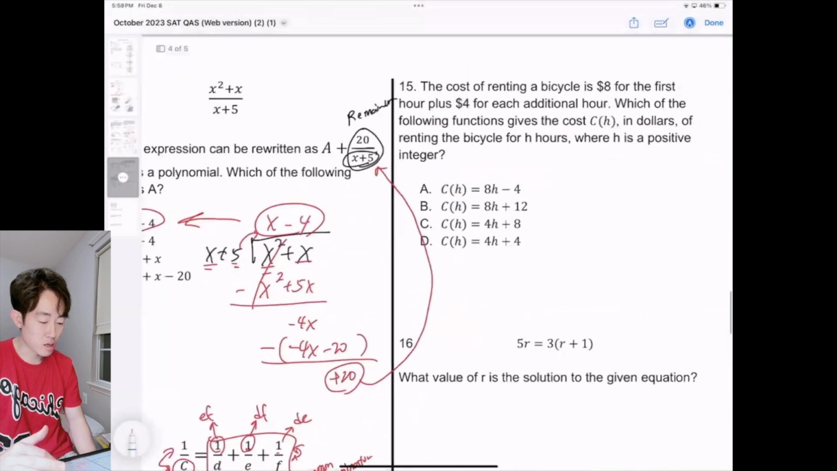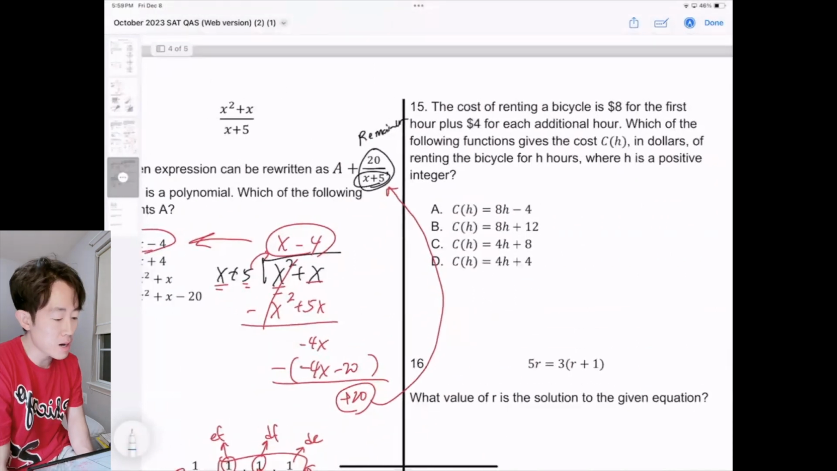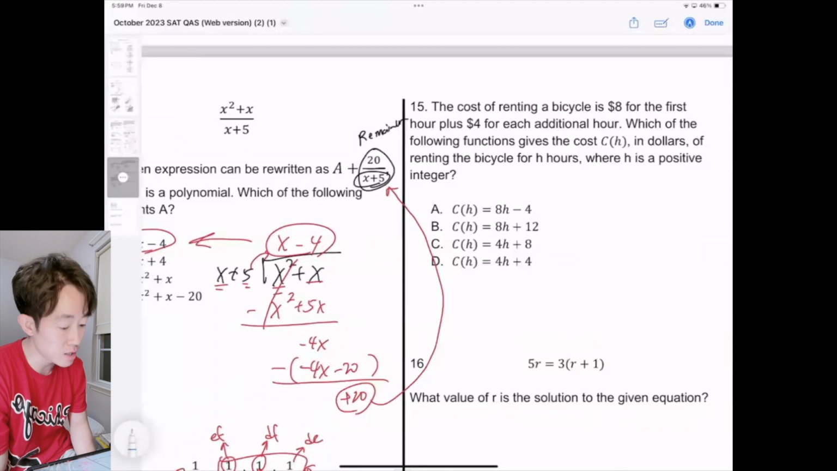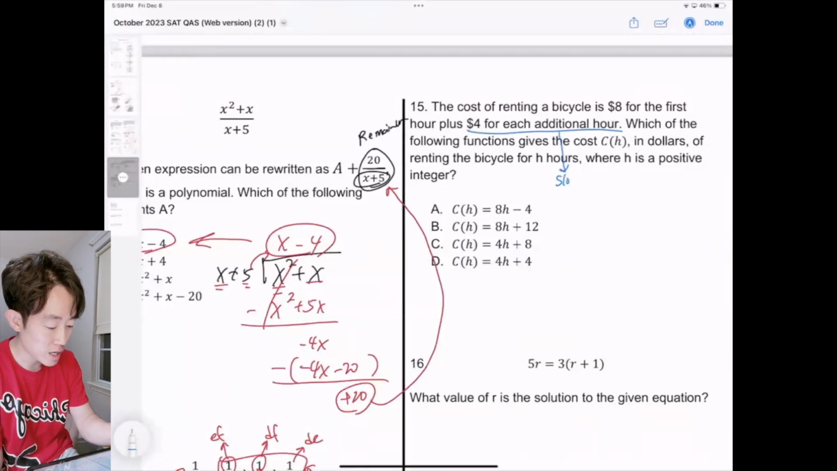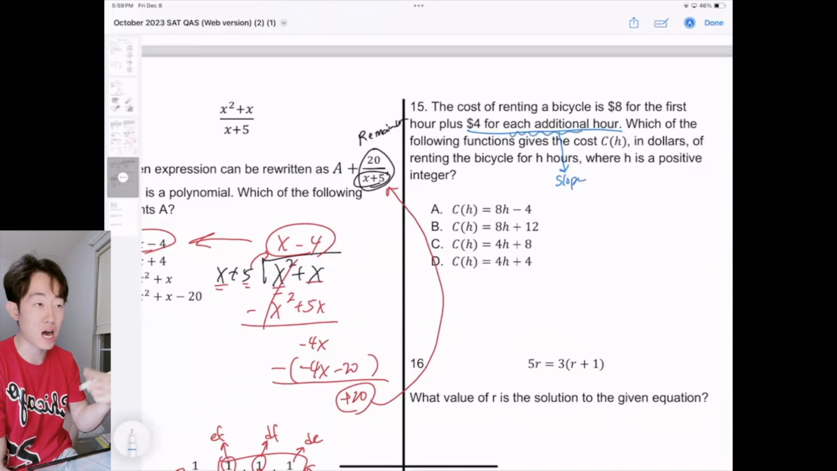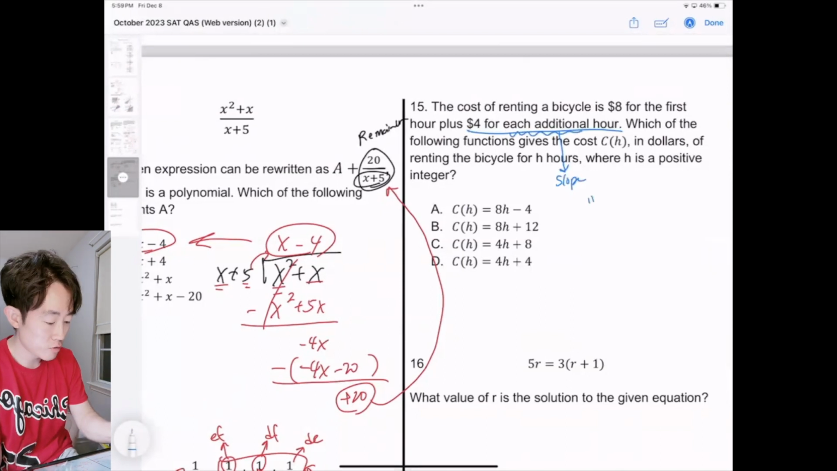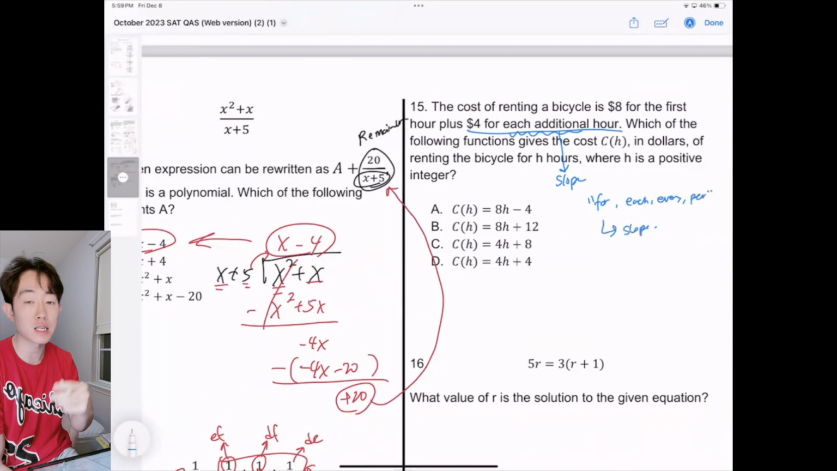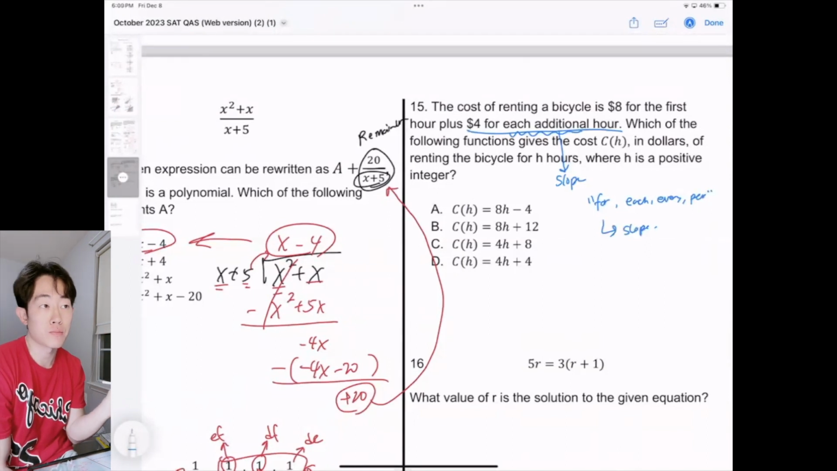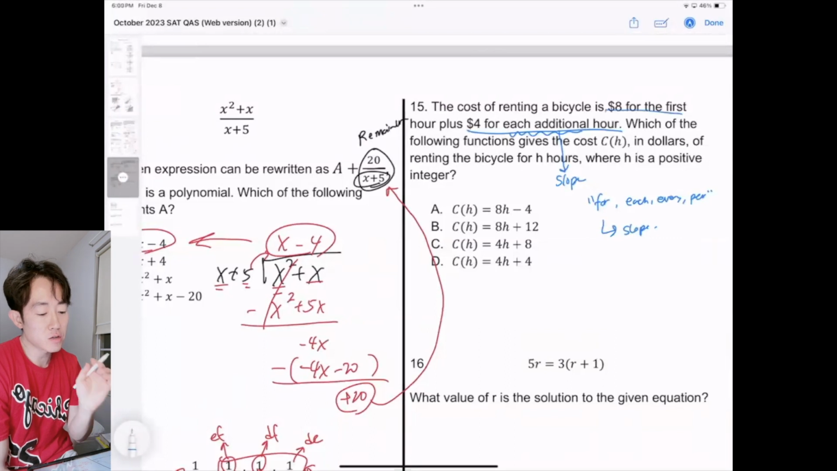Next question. All right, number 15. The cost of renting a bicycle is $8 for the first hour plus $4 for each additional hour. All right, that already gives me the slope. How do I know that? Each additional hour: per hour, for each, every, per. This is all related to slope. So anytime you see that, okay, that's my slope. $4 for each additional hour. And it says that it's $8 for the first hour.